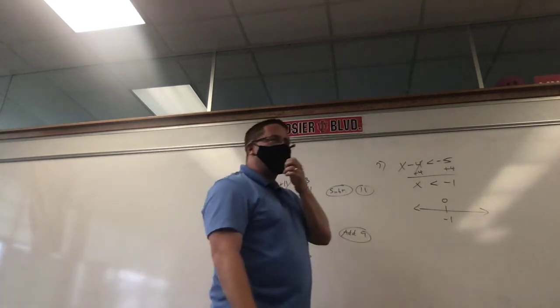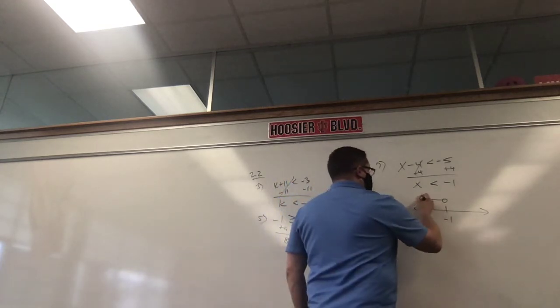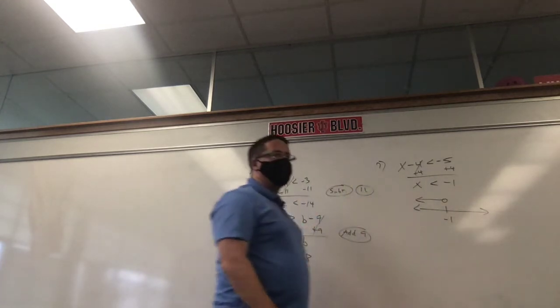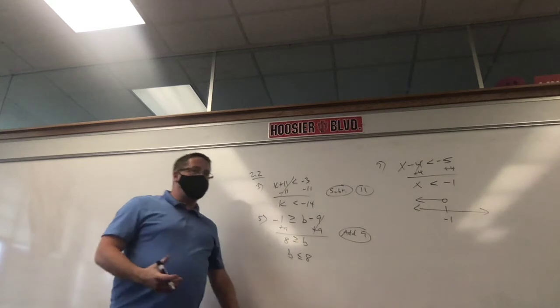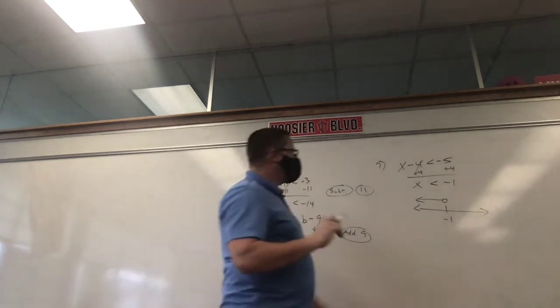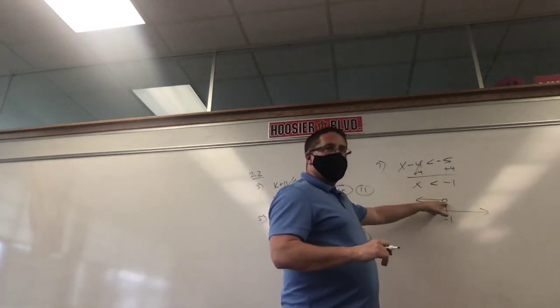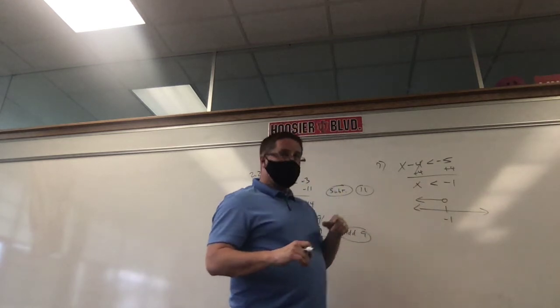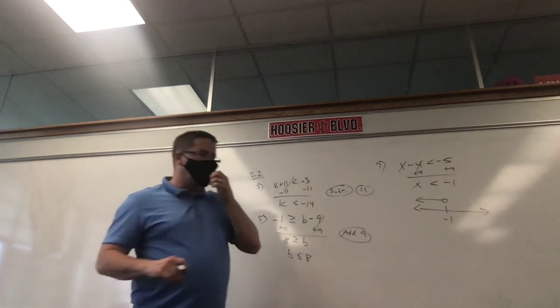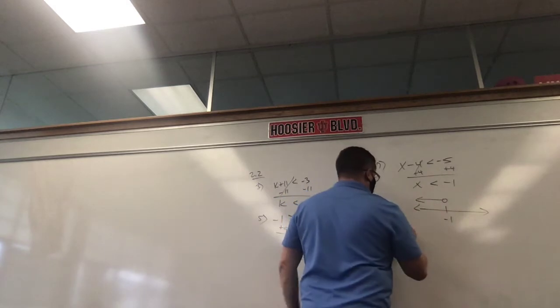And which way do we shade? That way, to the left. Think of it as pointing to the left. It's everything less than negative 1. But the reason why we don't close it up is, if you close it up, you're including it. Is negative 1 less than negative 1? No, it's not equal to. If there was an equal sign, then you can close it up.